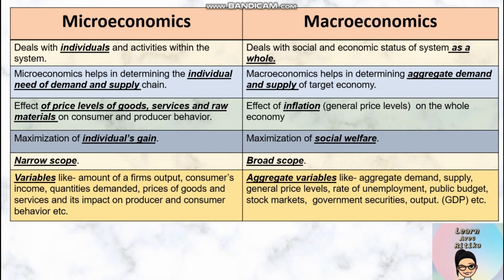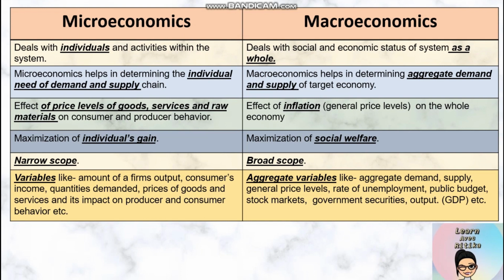Let's identify the key differences between microeconomics and macroeconomics. Microeconomics deals with individuals and activities within the system. Macroeconomics deals with the social and economic status of the system as a whole. Microeconomics helps in determining the individual need of demand and supply chain, whereas macroeconomics focuses on aggregate demand and supply of a target economy. Microeconomics deals with the effect of price levels of goods, services, and raw materials on consumer and producer behavior. Macroeconomics focuses on a general increase in price levels, also known as inflation, and its impact on the economy as a whole.